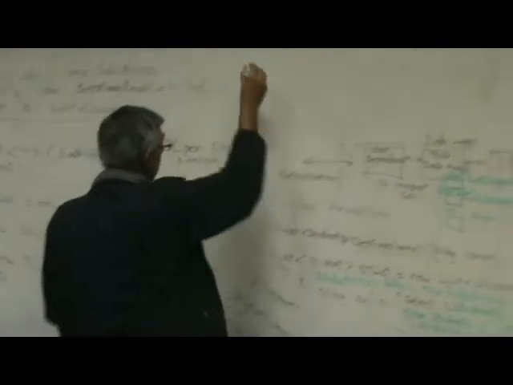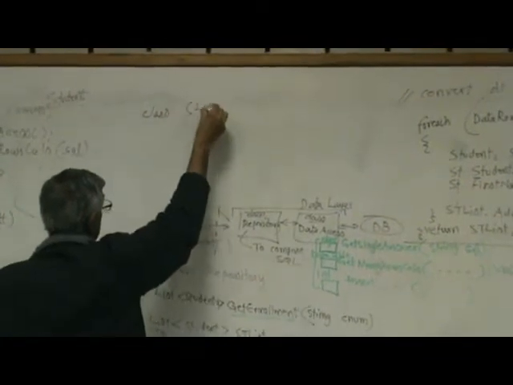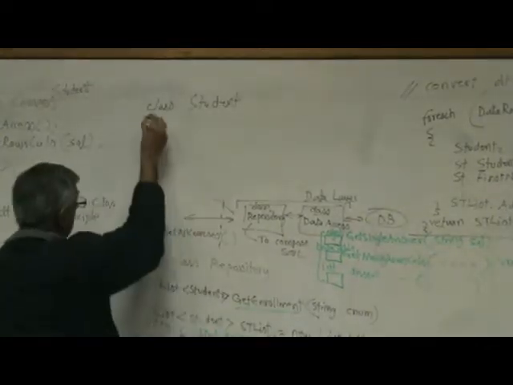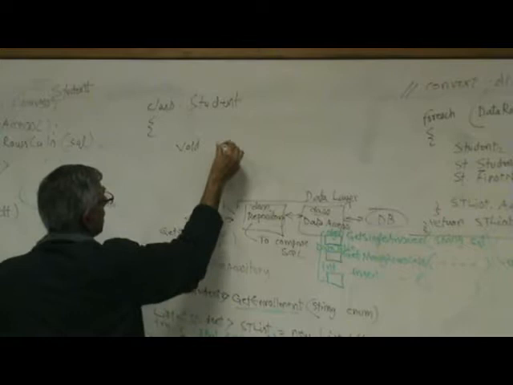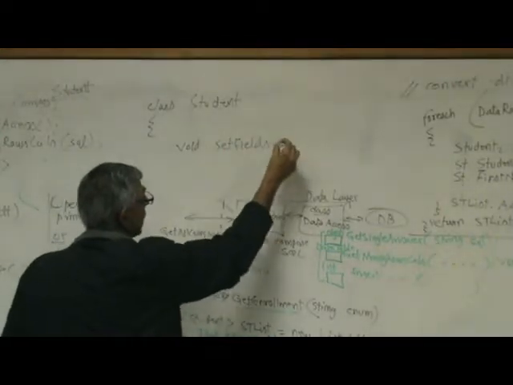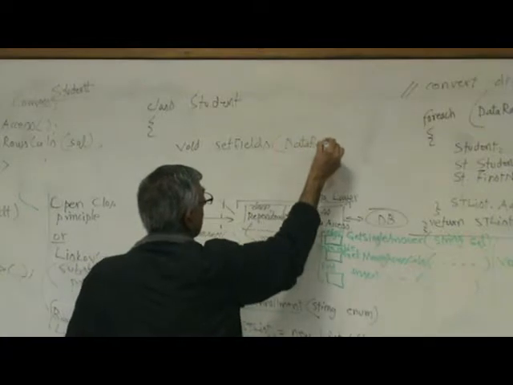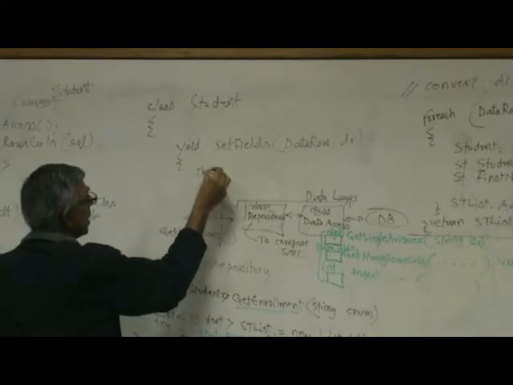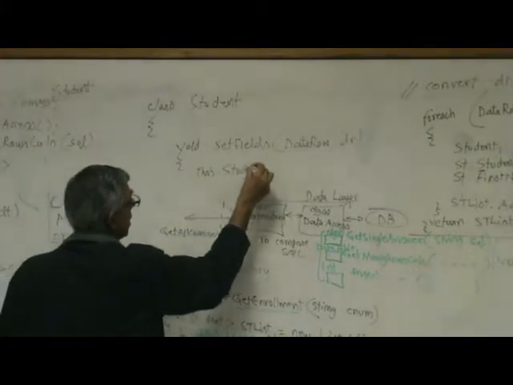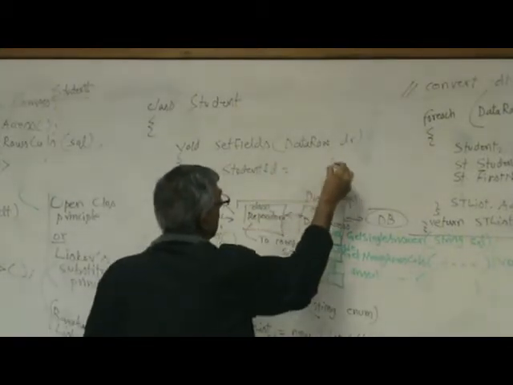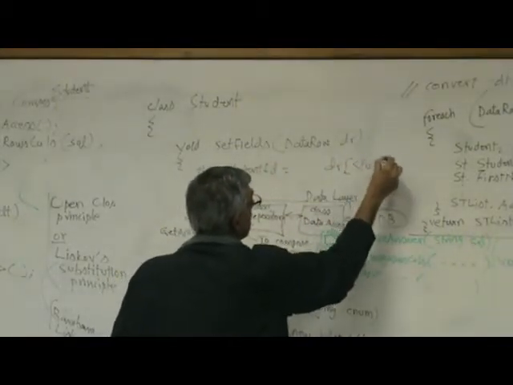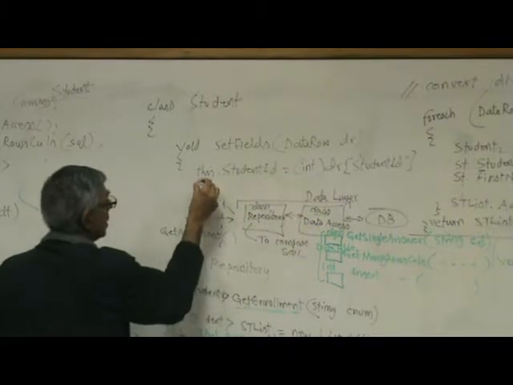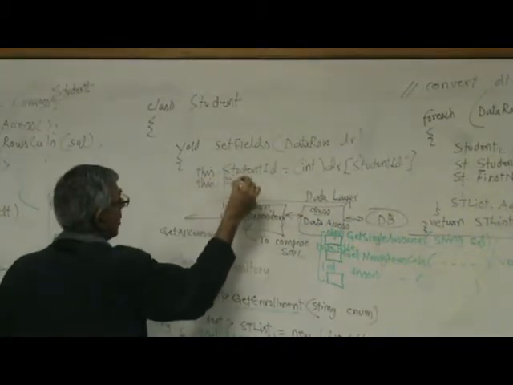Anyway, so now we will delegate the work of populating it back to the student class or back to the course class. So if we go to the class called student, what's our responsibility now? To write one extra method called setFields. And what will be the parameter over here? DataRow dr. And what will the code look like? It will say this dot studentID equal to dr of studentID and typecast to an int, and then this dot firstName and so on.